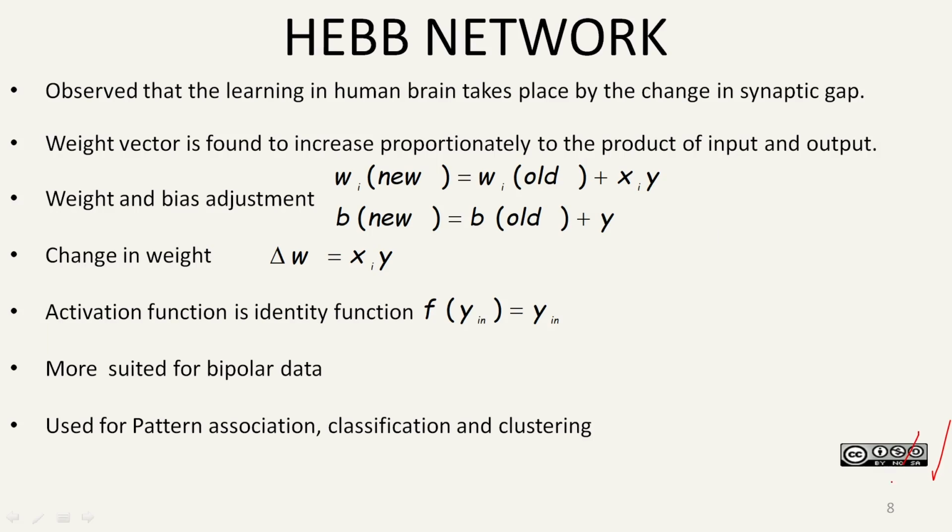The weight updation formula is a very simple formula. New weight is equal to old weight plus change in weight. Likewise, new bias is equal to old bias plus change in bias. So how to calculate the change in bias as well as the change in weight has to be understood. The change in bias, del B, is equal to y. So this is the change in weight, xi y, and this is the change in bias. Change in bias is always represented by del B and change in weight is represented by del W. So this is the Hebb network.